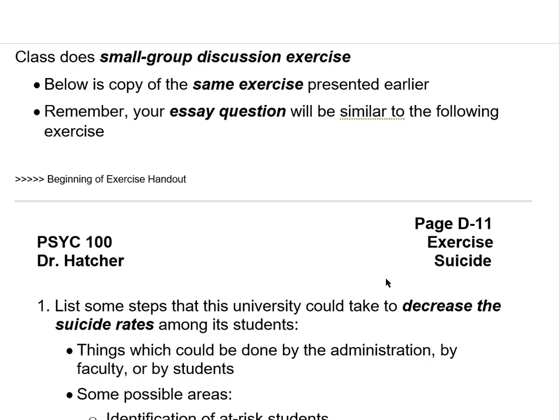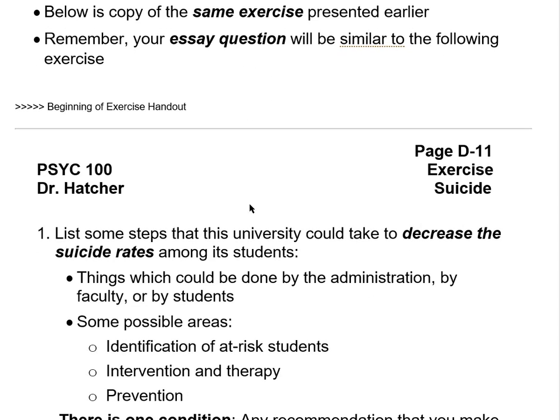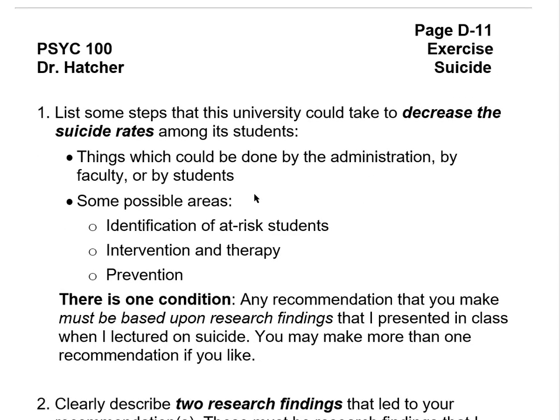If we were meeting face to face at this point, I'd have the class break up in small groups and do the small group discussion exercise. I'll read over the question one more time to make sure that it's clear in your mind. You should assume that your essay question on our upcoming test is going to be very similar to this small group discussion exercise. List some steps a university could take to decrease the suicide rate among its students. Things could be done by administration, faculty, or students.